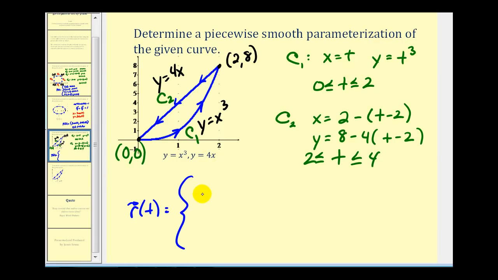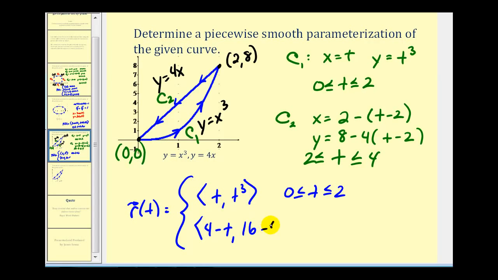So for the first curve we have x equals t, y equals t cubed, on the closed interval from 0 to 2 for t. And let's go ahead and simplify our expressions for curve 2. Here we'd have 2 minus (t minus 2), that's 4 minus t. And then for the y component we have 8 plus 8, so that would be 16, minus 4t. And t is on the closed interval from 2 to 4.